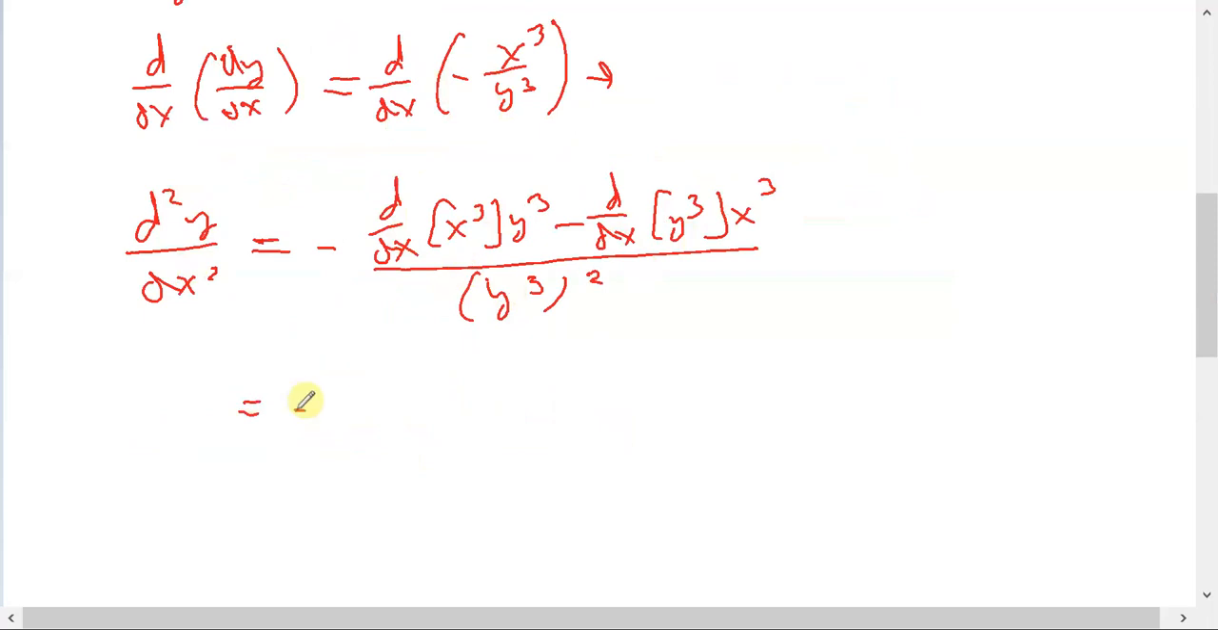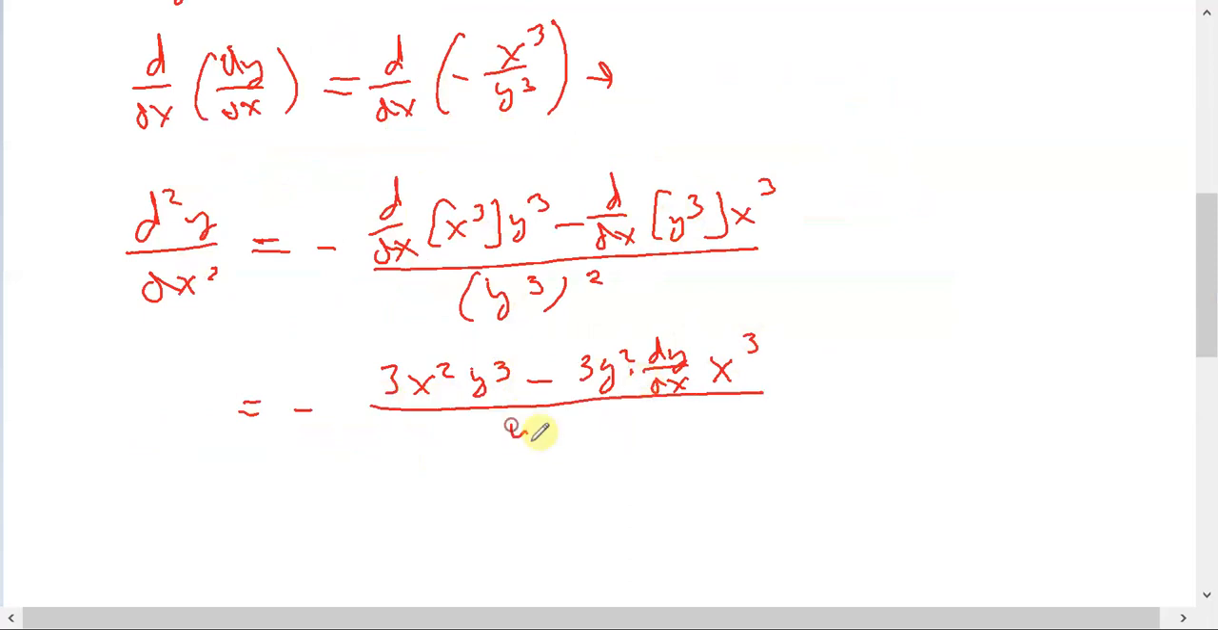When we go through and take those two derivatives, this is going to be 3x squared times y cubed, minus, here we go again where the variables don't match up, so I'll have to take the derivative with respect to y cubed. I'll take the derivative first with respect to the variable I see, which is 3y squared, and then tack on dy/dx from the chain rule. And then there's this x cubed that was there from the quotient rule. All of that is divided by y to the sixth.